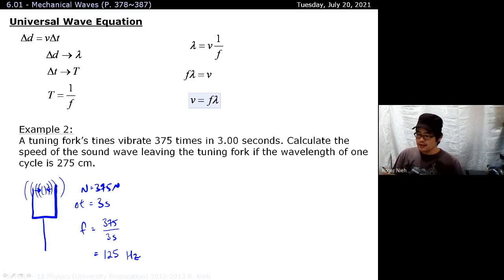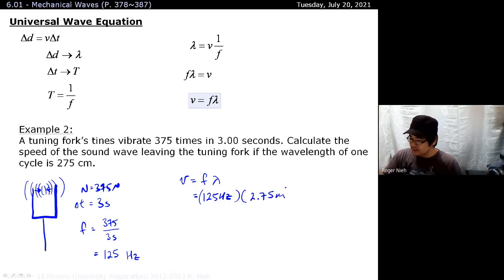Next part is calculate the speed of the sound wave. All right. What is the speed of sound? And that's what I'm trying to allude to over here. Okay. The speed of sound is equal to the frequency of the sound times the wavelength. Frequency we just discovered, 125 hertz. And the wavelength, would you really know that the wavelength is 2.75 meters in real life?